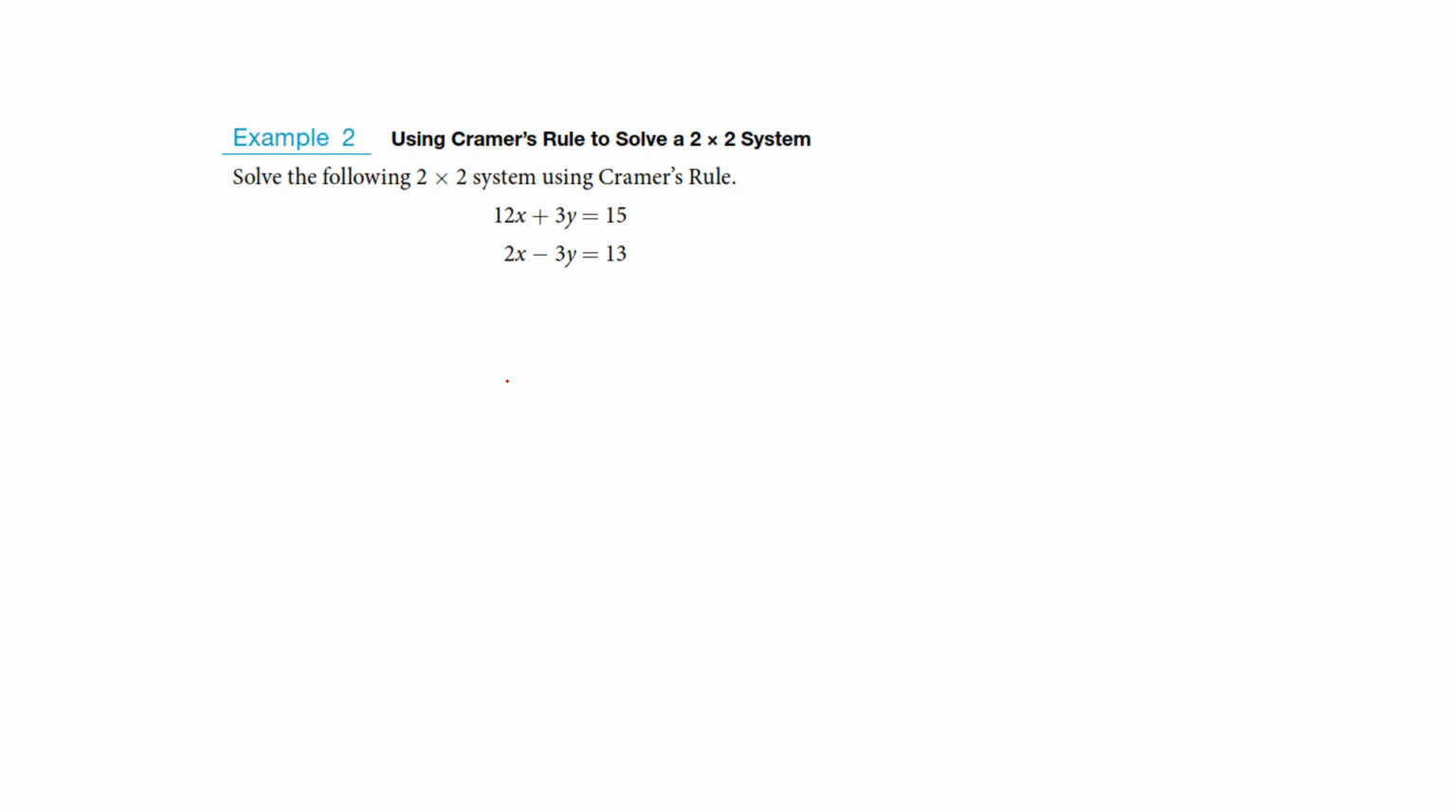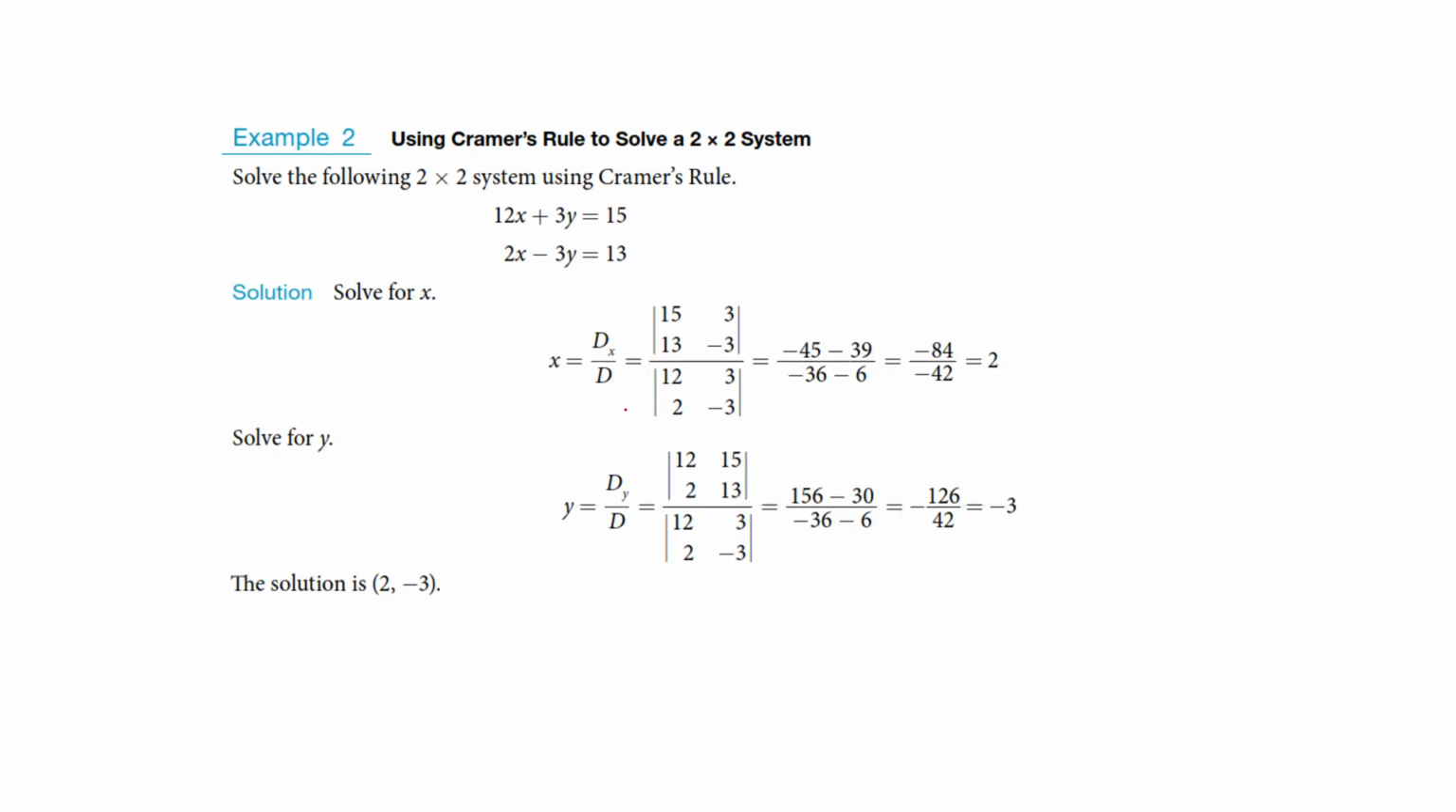So first of all, let's find that bottom matrix D. D here is just going to be the coefficients, 12, 2, 13, or 3, negative 3, just the standard. Okay. Now, what about D sub x? Well, it's going to take the original matrix and replace the x coefficients with the solution matrix. It's going to replace them with 15 and 13. So we've done that here.